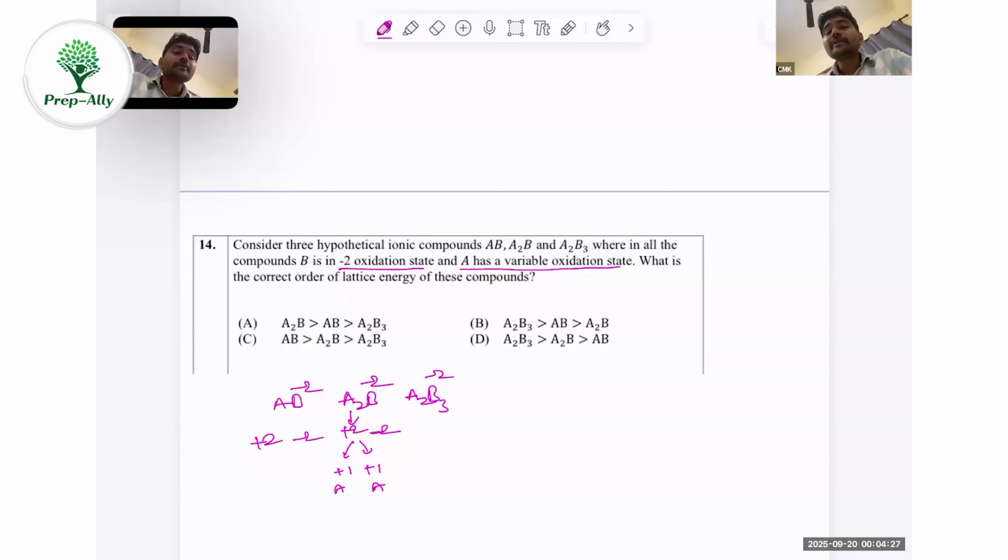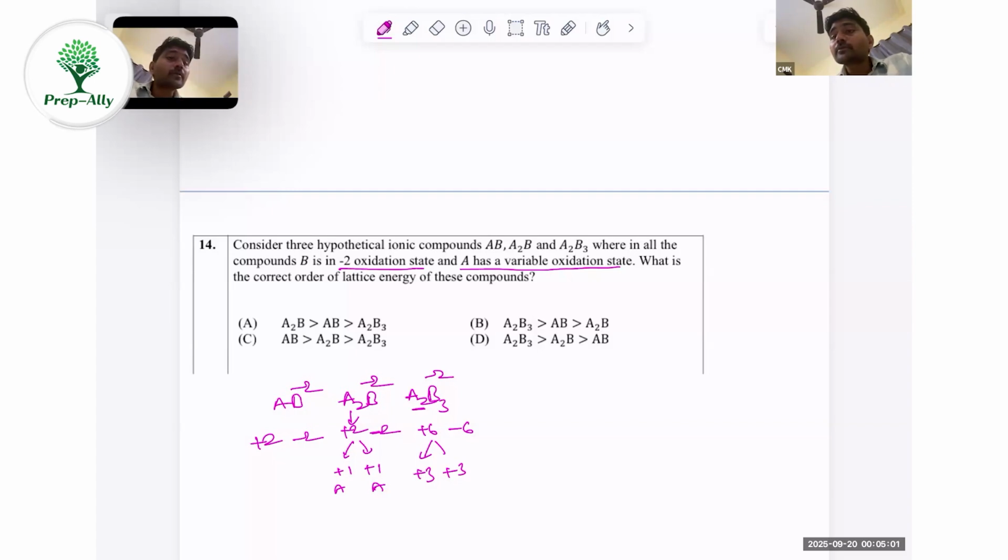B3. Usually whenever compounds like these are there, how will we find the charge? We will just use cross division, or cross multiplication. Here A2B3: 3 B's are in -2, so -6. Here 2 A's are there, so they should be in +6. So each A will be in +3 oxidation state.